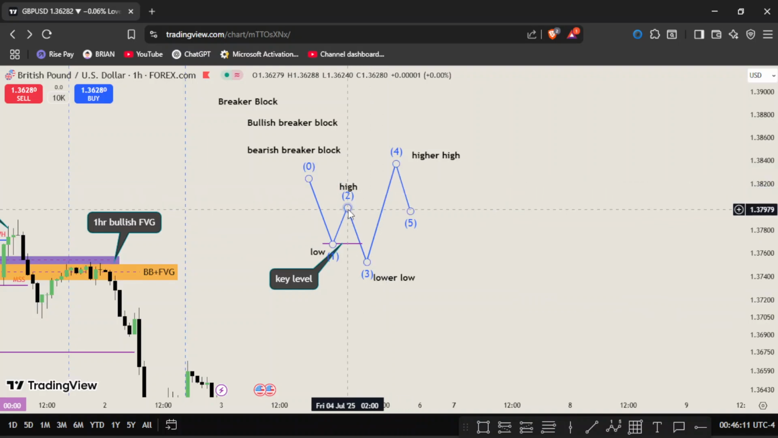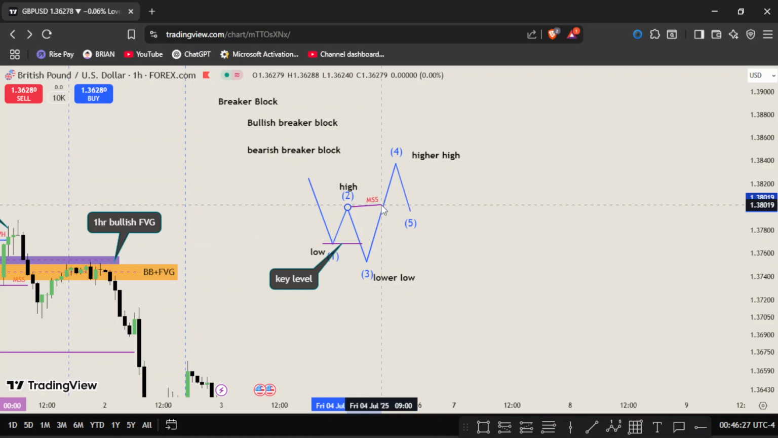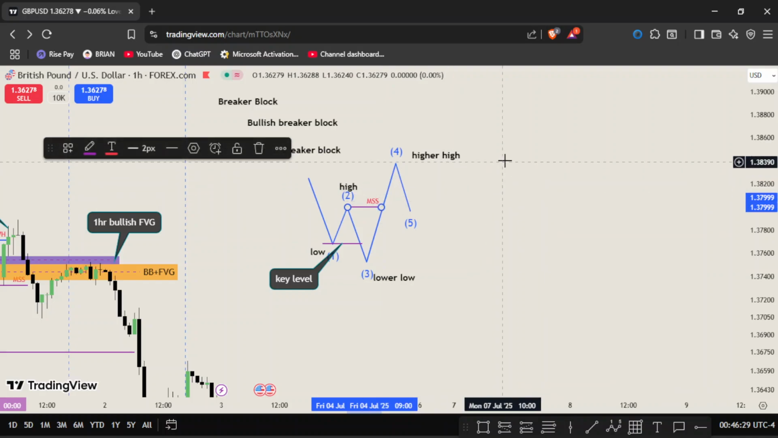So what does this make it? This makes this level a change in market structure or a market structure shift. Ain't that right? Ain't that right, class?